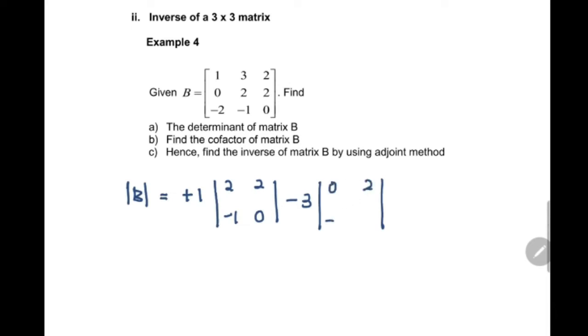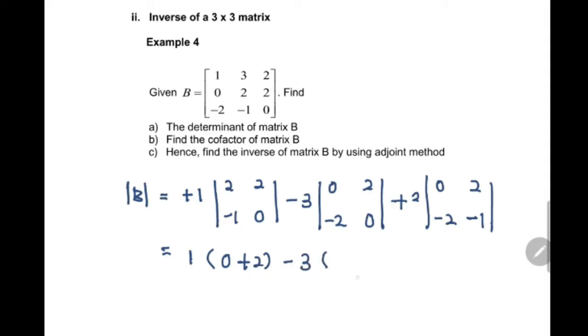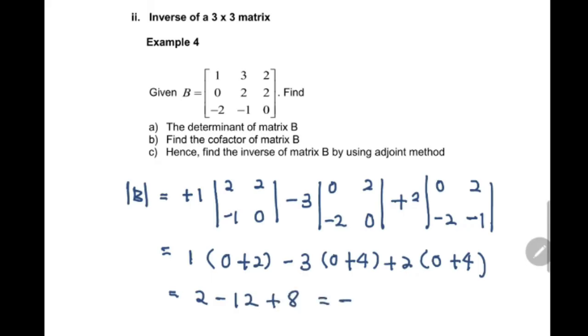0, 2, negative 2, 0. And then plus 2, 0, 2, negative 2, negative 1. Okay. Then 0 plus 2 minus 3, 0 plus 4 plus 2, 0 plus 4. And then you simplify, you get negative 2 minus 12 plus 8 equals negative 2. Understand, everyone? Alright.